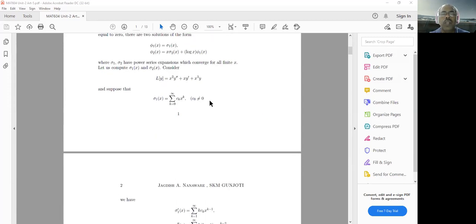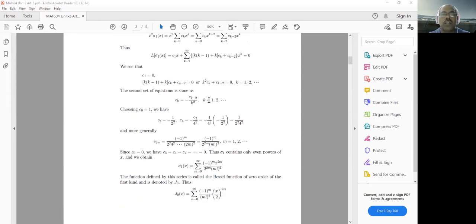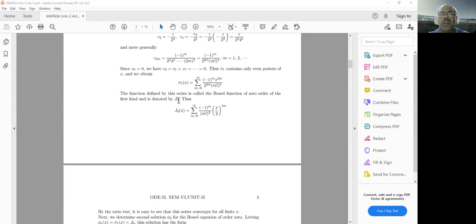and we have proved the two solutions. The first solution is sigma 1 of x. We denote this solution by the symbol J0 of x, and we call this J0 of x a Bessel function of zero order of the first kind. So this is a series solution.